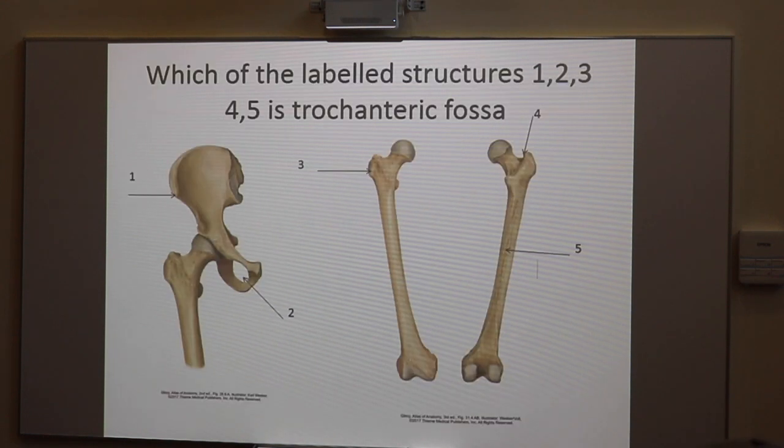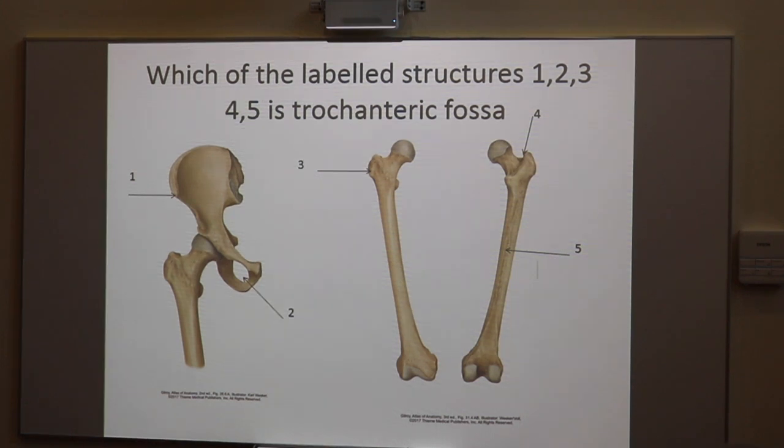Okay. So can somebody read this question for me? You will? Okay, go ahead. Which of the structures, 1, 2, 3, 4, 5, is the trochanteric fossa? 4. 4 is the trochanteric fossa. Okay. And what is 1? Anterior superior. Okay. And what is number 2? Obturator foramen. Okay. Number 3? Trochanter.